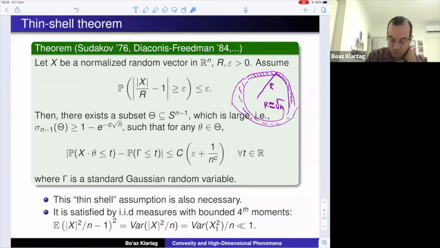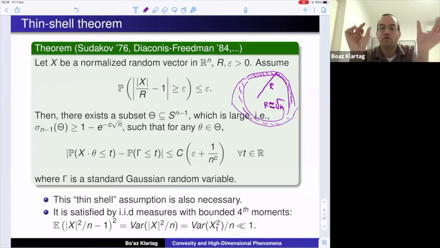And |X|^2 is just the sum x1 squared plus x2 squared up to xn squared. And variance is additive for independent random variables. So what you get is the variance of x1 squared, let's say, times n over n squared. So at the end, you get something which is like 1 over n. So typically for product measures, most of the mass is indeed located in a sphere whose width is small, it's just 1 over root n times the radius.